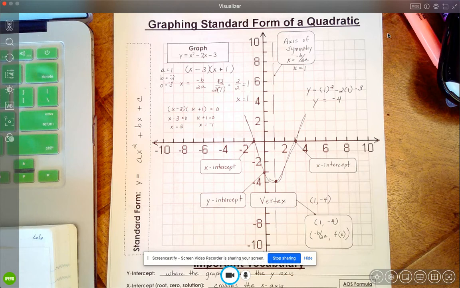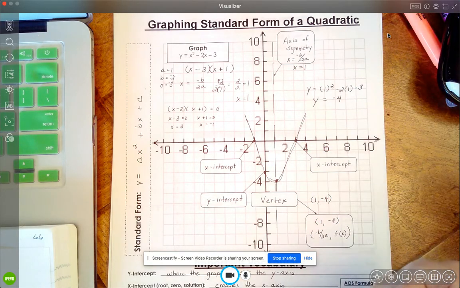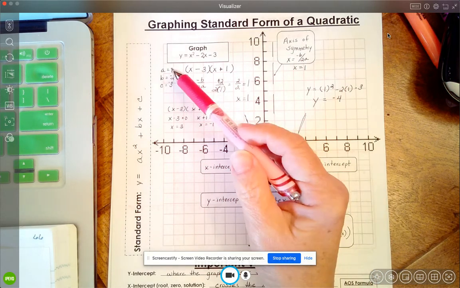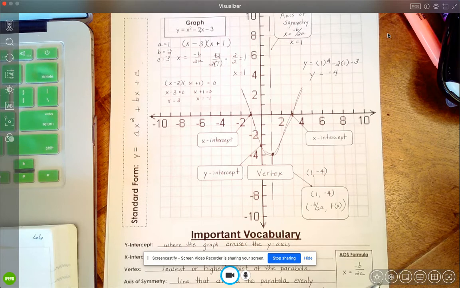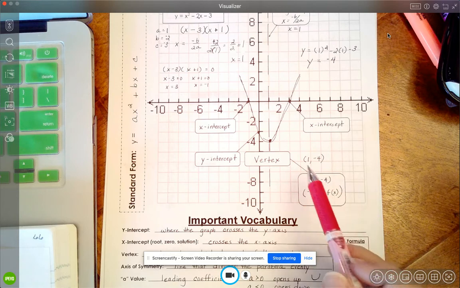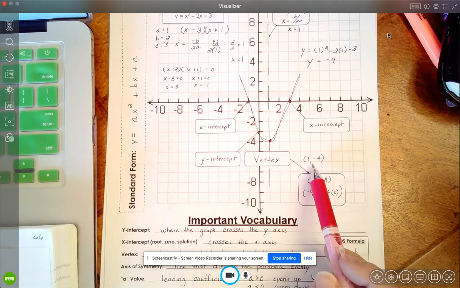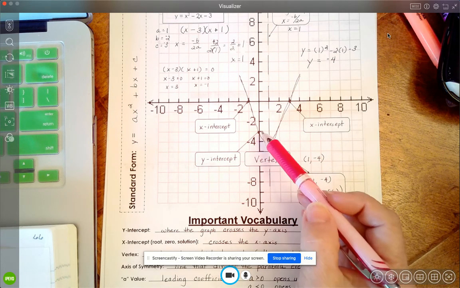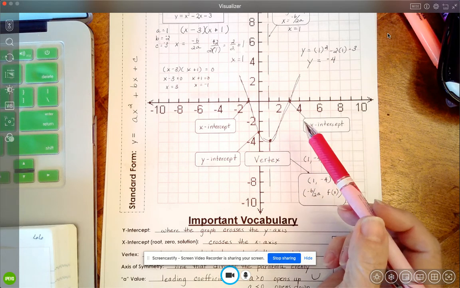We've gone through a lot of information today. We have looked at the standard form, ax squared plus bx plus c. We've identified our axis of symmetry when we put these values for our graph into our formula, x is equal to negative b over 2 times a. When we get that value, we put it back in our equation to find out what the y value would be. That's our vertex. We've identified where our y-intercept is and our x-intercept, and then we sketched our graph.